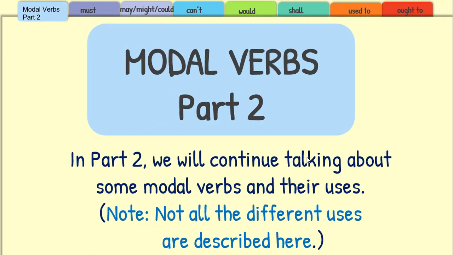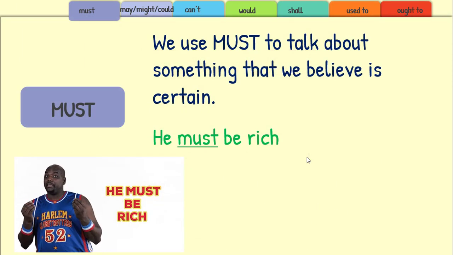Modal verbs part 2. In part 2, we will continue talking about some modal verbs and their uses. But remember, not all the different uses are described here. So let's start with must. We use must to talk about something that we believe is certain. So this man is talking about another one and he says, he must be rich.